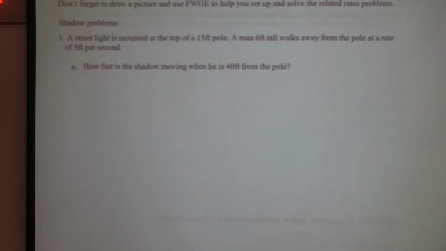It says a street light is mounted at the top of a 15-foot pole. A man 6 feet tall walks away from the pole at a rate of 5 feet per second.